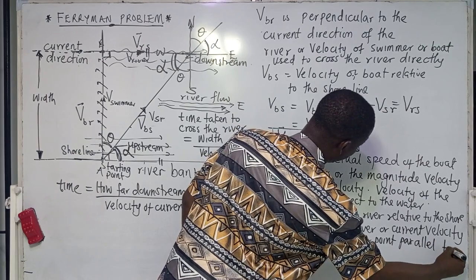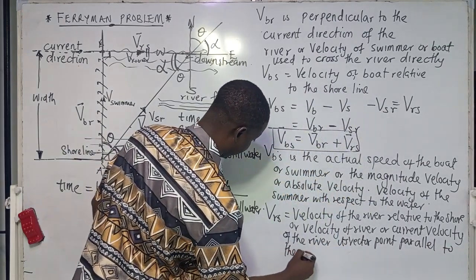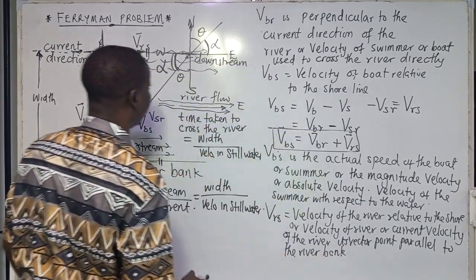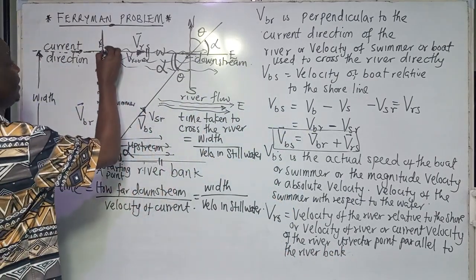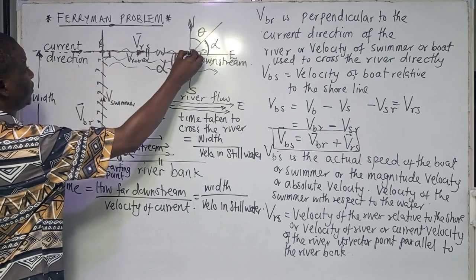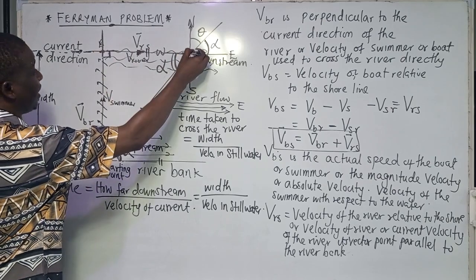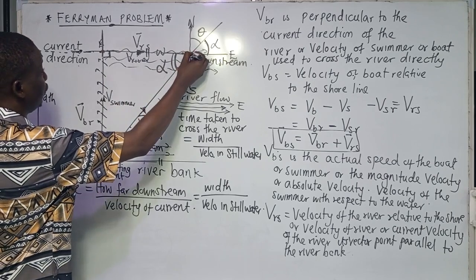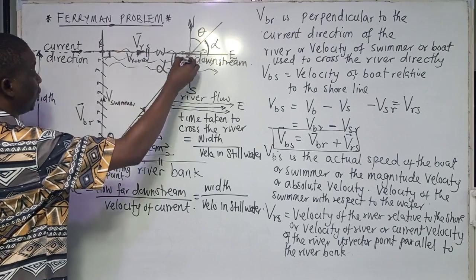To the river bank, or to the bank of the river. So that means this one now is what? This is the shoreline. It moves what? The river current, or the river velocity, the velocity of the river.